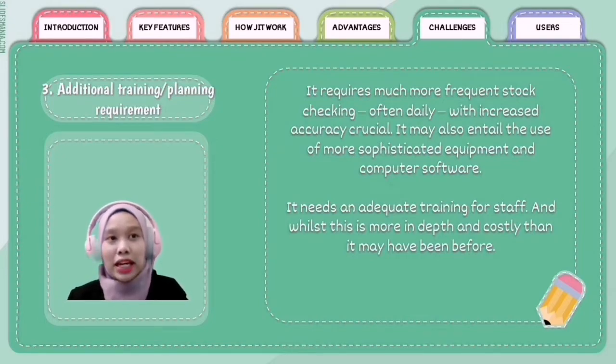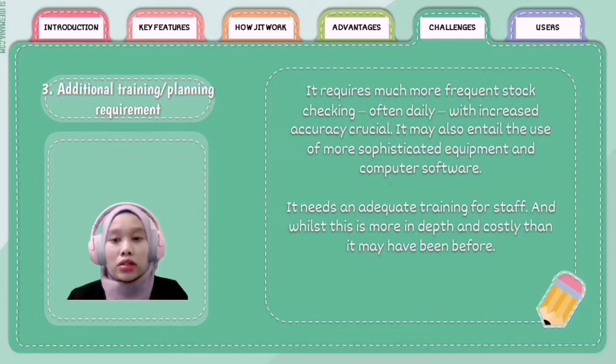Next, let's proceed with the additional training and planning requirement. This type of system can be taught to a new or existing employee in a relatively short space of time. However, with a just-in-time supply agreement, the whole process is more complex. It requires much more frequent stock checking, often daily, with increased accuracy crucial due to these figures being used to order future packaging stock. It may also entail the use of more sophisticated equipment such as barcode scanners and computer software, so it needs adequate training for staff. While this is more in-depth and costly than it may have been before, the ongoing cost saving of using a vendor-managed inventory will easily outweigh this.